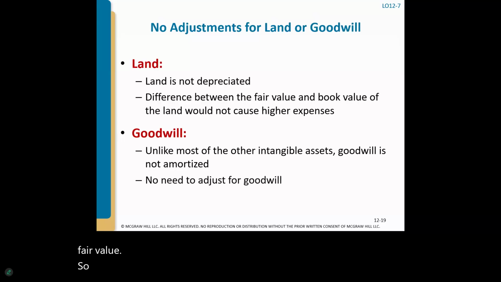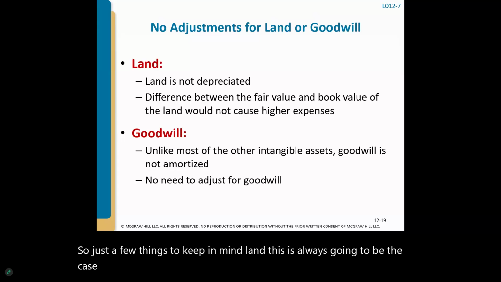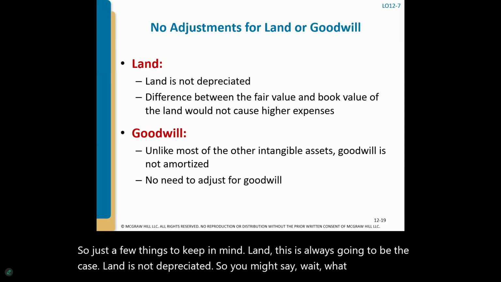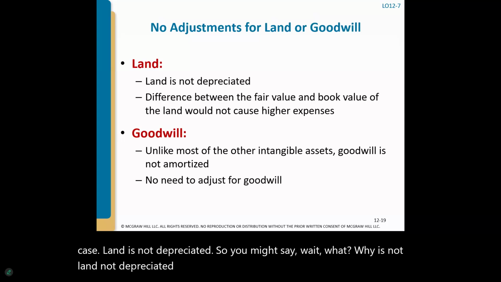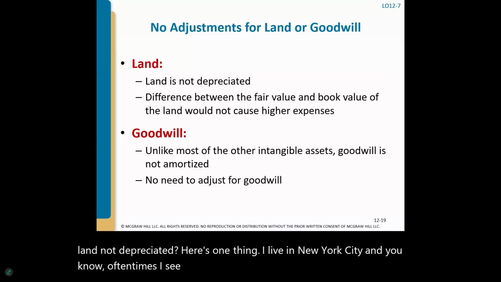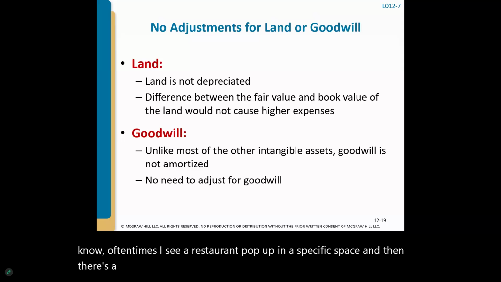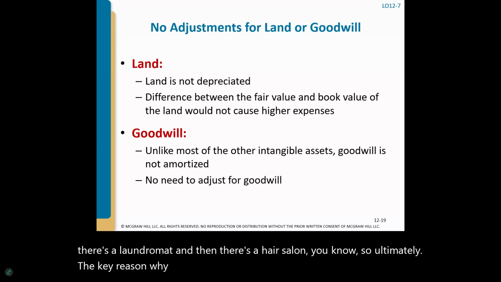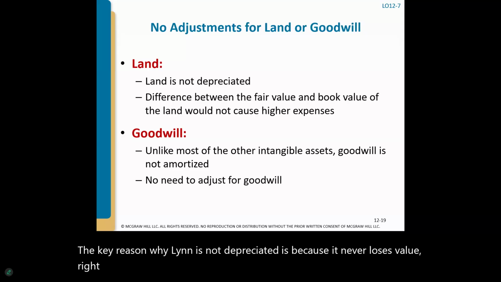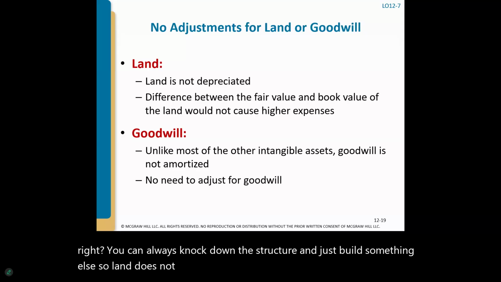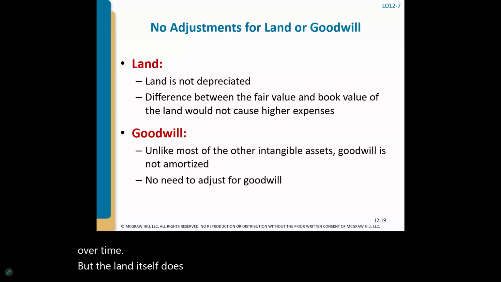So just a few things to keep in mind. Land, this is always going to be the case. Land is not depreciated. So you might say, wait, what? Why is land not depreciated? Here's one thing. I live in New York City, and oftentimes I see a restaurant pop up in a specific space, and then there's a laundromat, and then there's a hair salon. So ultimately, the key reason why land is not depreciated is because it never loses value, right? You can always knock down the structure and just build something else. So land does not lose value. The building does because it deteriorates over time, but the land itself does not lose value. So land is not depreciated.